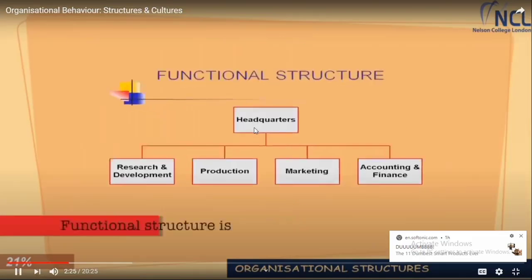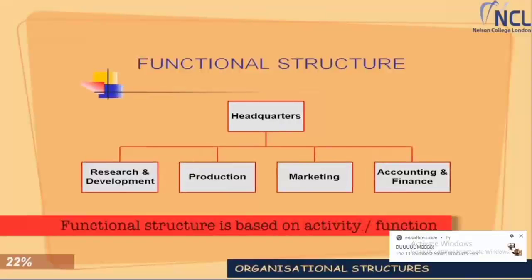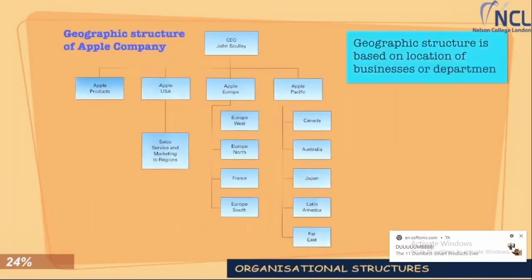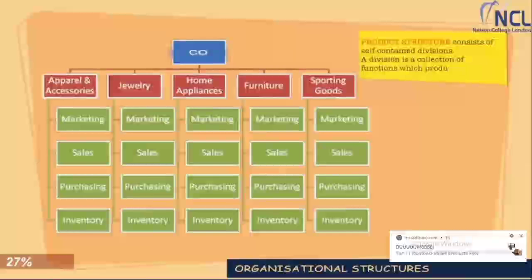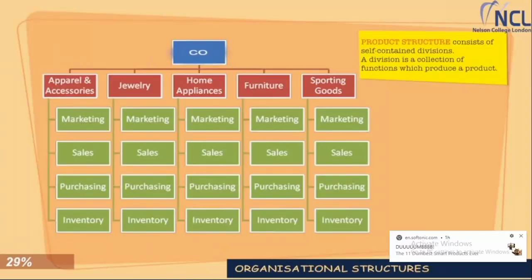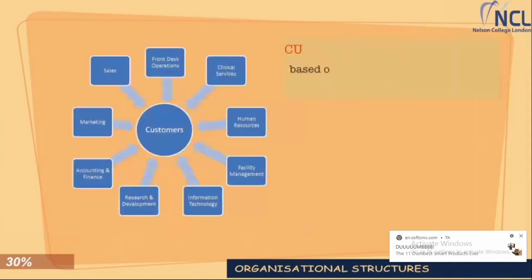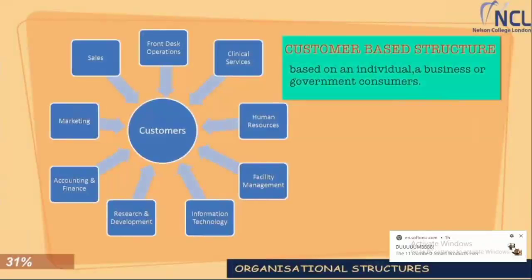Functional structure is based on activity or function. Geographic structure is based on location of businesses or department. Product structure consists of self-contained divisions. A division is a collection of functions which produce a product. And the last structure is customer base, which is based on an individual, a business, or government consumers.